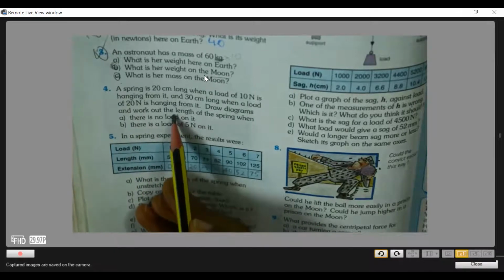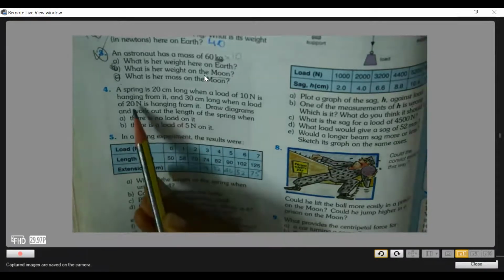Is this question in your new book? Yes. Yes, teacher, this is.